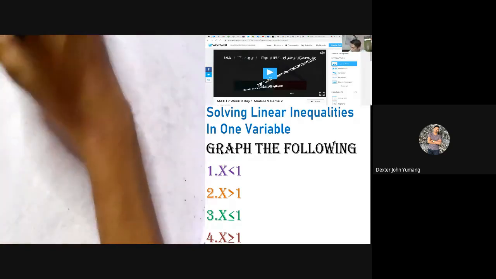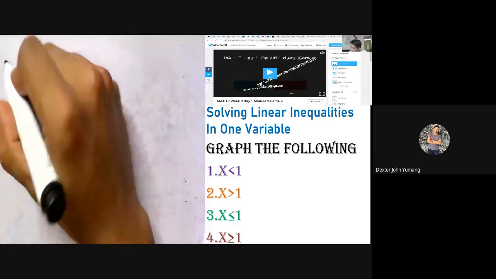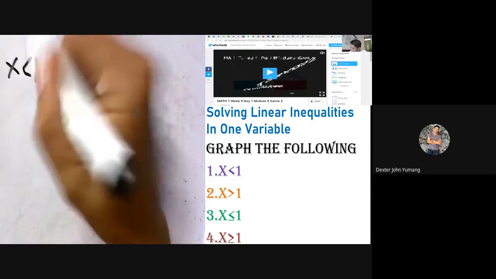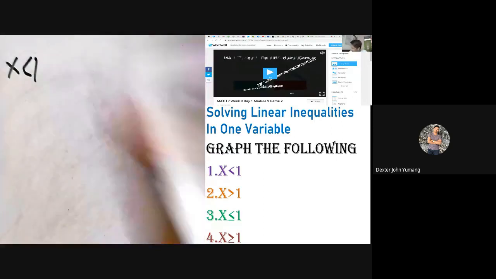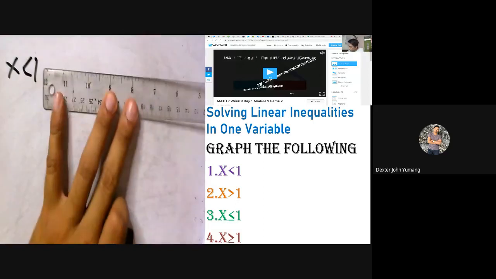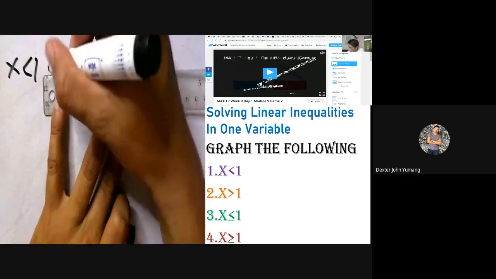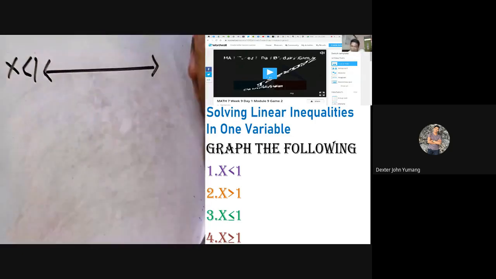So, number 1 is x less than 1. We are going to graph this x less than 1. So, graph natin. Gamitan siya ng ruler. So, x is less than 1. What do you think are the numbers na mas mababa kay 1? Sige daw, magbigay ng isa. What are the numbers na mas mababa kay 1?